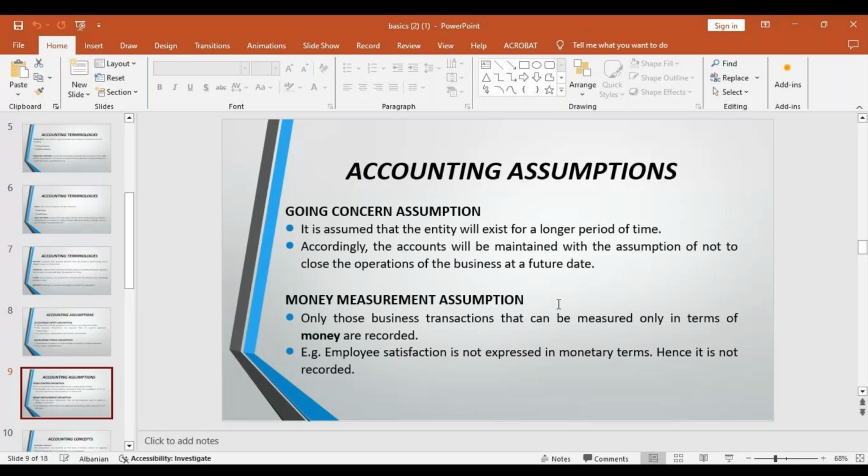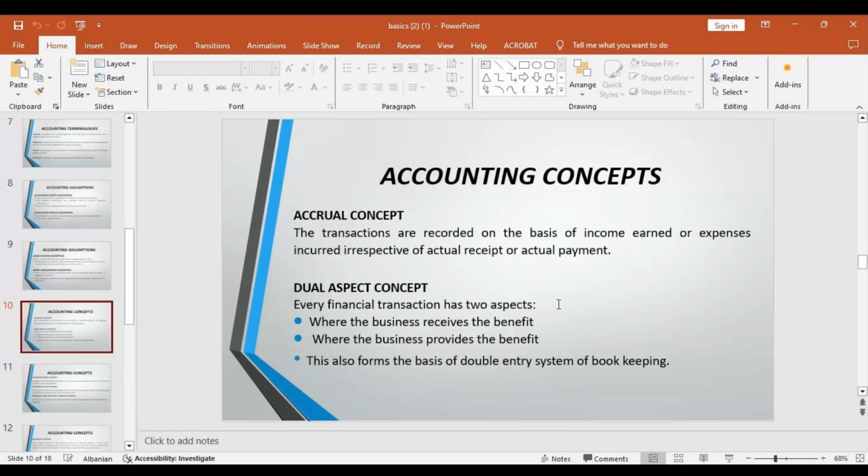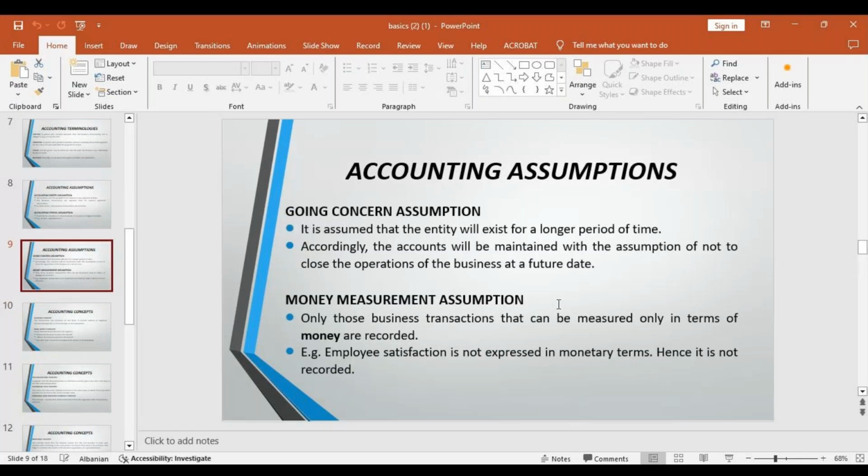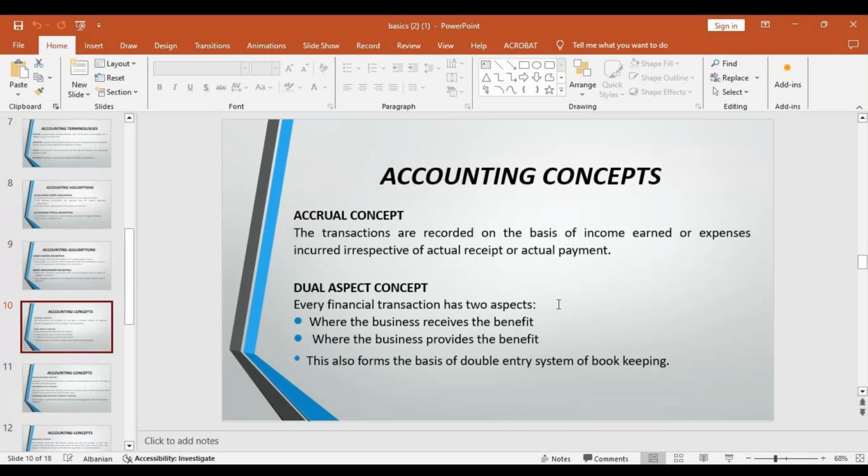Okay, next one. So these are our assumptions. So next is your concepts. So the accrual concept says the transactions are recorded on the basis of income earned or expenses incurred irrespective of actual receipt or actual payment. So what does this mean? The income earned is what you are receiving, and expenses is what you are paying.